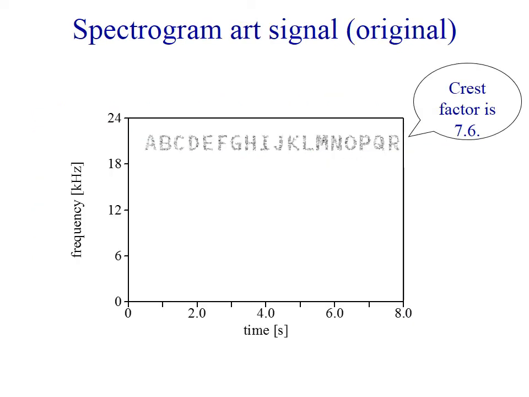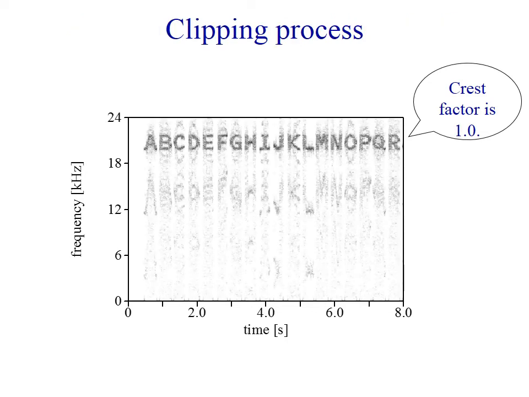To examine the effectiveness of the proposed technique, a computer simulation was conducted. This figure shows an original spectrogram ART signal without the proposed technique. The crest factor of this spectrogram ART signal is 7.6. This figure shows the spectrogram ART signal after clipping. The crest factor of this spectrogram ART signal is 1. Compared with the original one, the crest factor is reduced by the proposed technique. However, unnecessary frequency components decrease the visibility of the spectrogram ARTs.